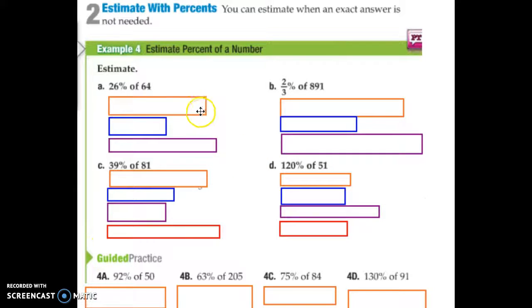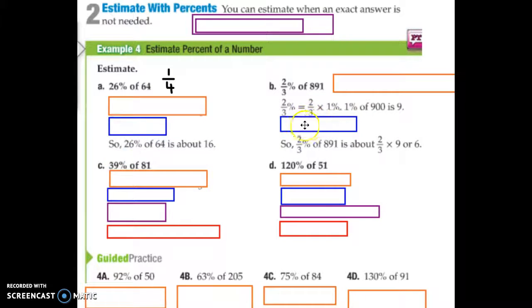Now, not as easy or accurate, but we can estimate here. Okay? We're going to use close percentages that we know are accurate, or fairly accurate, I should say. So what's 26% close to that we like to use? Well, 25%. 25% is 1/4. If I do 64 divided by 4, it should be 16. I'm going to estimate it to be around 16.